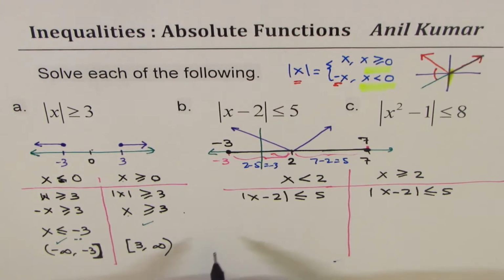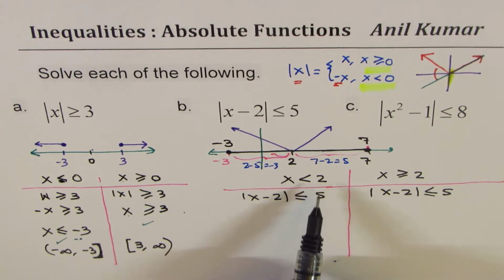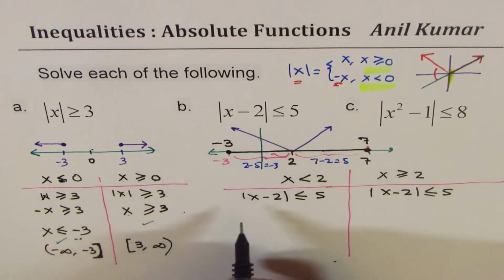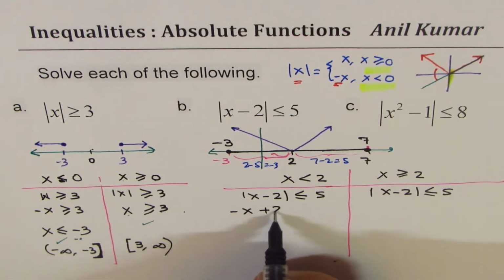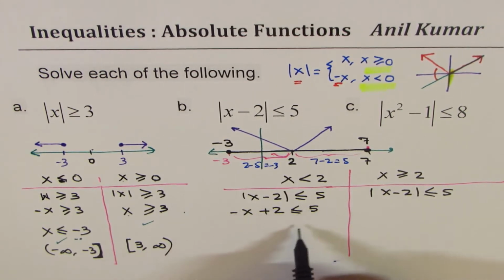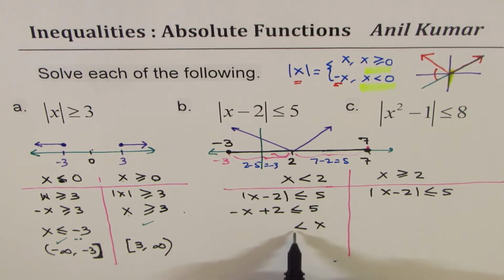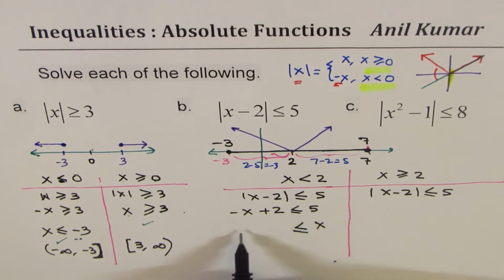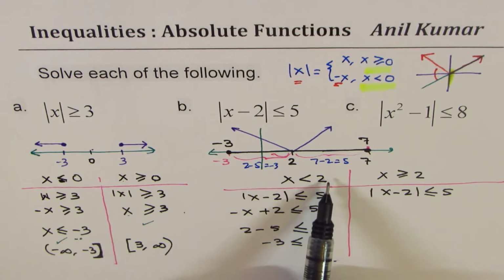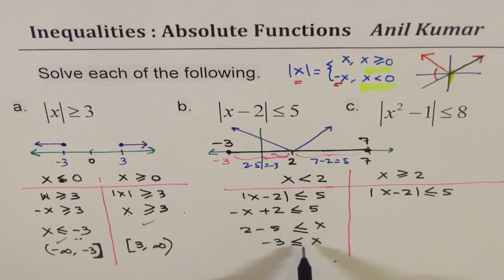We are solving this equation in two different intervals. You get my point. Now if x is less than 2, in that case, absolute value is negative value because we flipped this part, correct? So we could write this as negative x plus 2 is less than or equal to 5. Solving, bringing x to this side and 5 to the other side, we have 2 minus 5, which is minus 3, right? So we are saying that x is greater than or equal to minus 3.